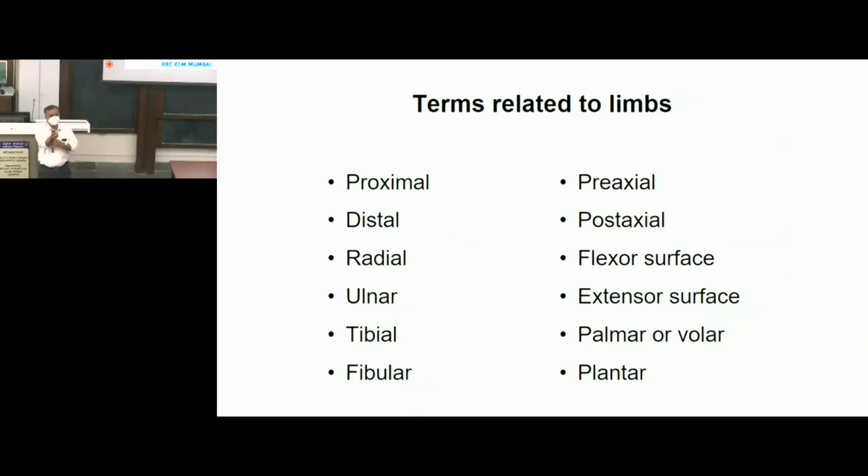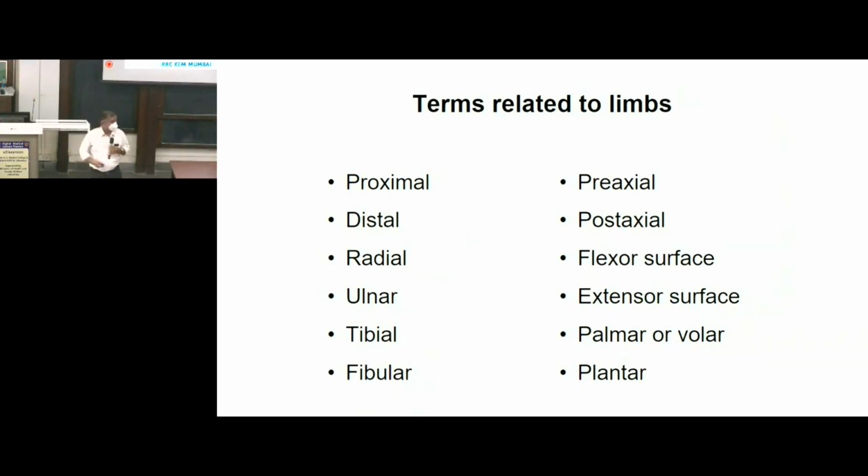So coming to ulnar, which is medial aspect of the forearm, radial is lateral aspect of the upper limb. Tibial is medial aspect of the lower limb because it's the medial bone of the leg. And fibula is the lateral bone, therefore it's the fibular aspect, the lateral aspect.